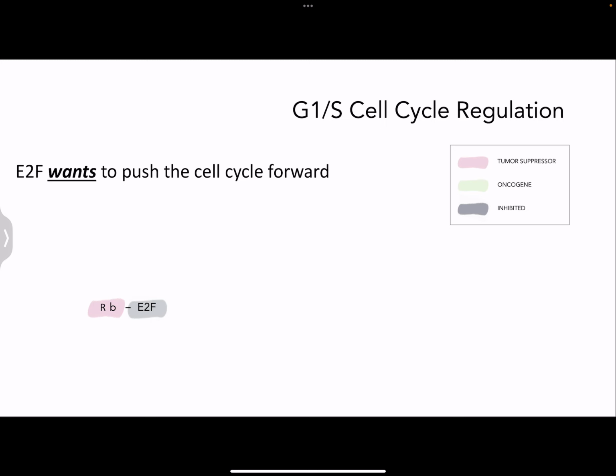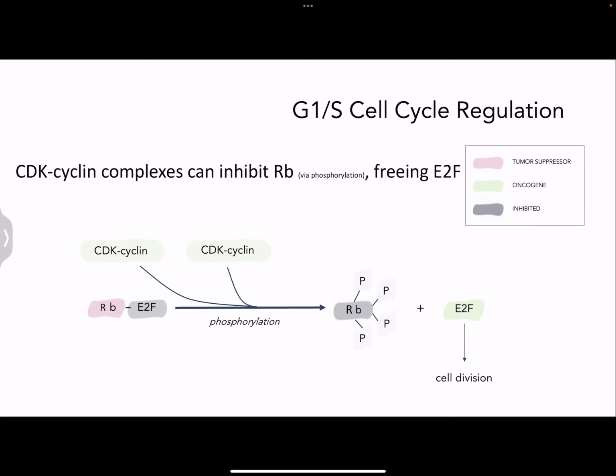So E2F right here wants to push the cell cycle forward, right? It is pro-division. Retinoblastoma here is a tumor suppressor. It is inhibiting E2F. That's its natural state of affairs. So here it's inhibited by RB. But once we have cyclin D and cyclin E pairing up with CDK4 and CDK6, those can come and can phosphorylate retinoblastoma. And when it's phosphorylated, it is now inhibited, it's turned off.